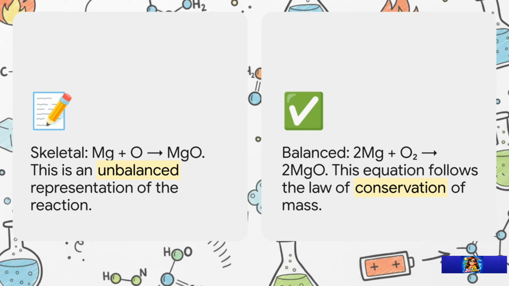Now notice a couple of things changed. We've got these big numbers in front now. We call those coefficients. And you'll see oxygen is written as O2. Why? Because oxygen gas, the stuff in the air, just naturally hangs out in pairs. This balanced recipe now has the perfect proportions, which means nothing is being created out of thin air.